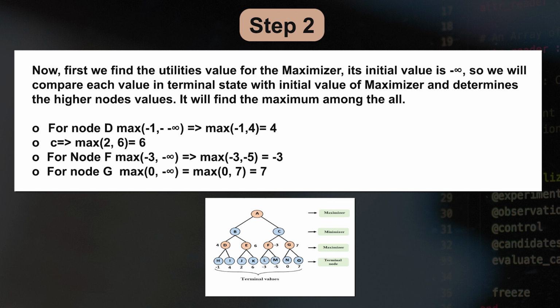For node F, max(-3, -infinity) is -3, then max(-3, -5), so we get the value -3. For node G, max(0, -infinity) is 0, then max(0, 7), so we get 7. So in this diagram, we have the next step where we got the changed values in our max level. You can see the values are moved upward: D is equal to 4, E is equal to 6, F is equal to -3 and G is equal to 7. So we have solved the terminal level up to the upper level.